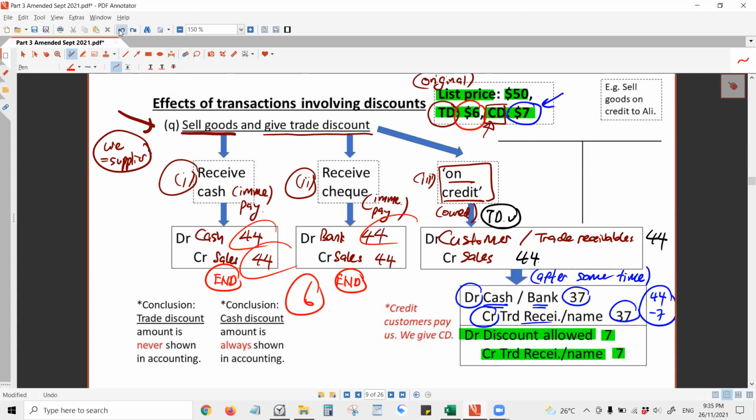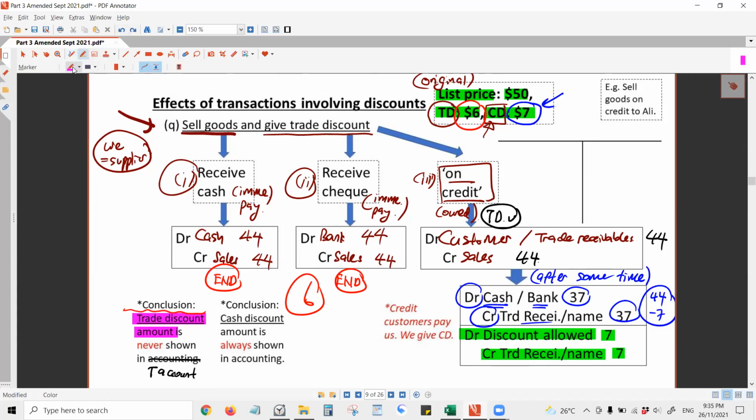Therefore, you have to remember, at the bottom left corner there's a conclusion here: trade discount amount is never shown in T accounts. That means in T shapes, you would never see the trade discount amount. As you can see, when we were doing the entries here and there, do you see the $6? No. We always show the amount after the trade discount, 44, 44, which is after deducting the trade discount. That's one thing to remember.